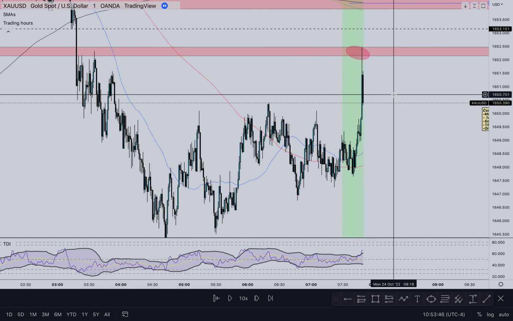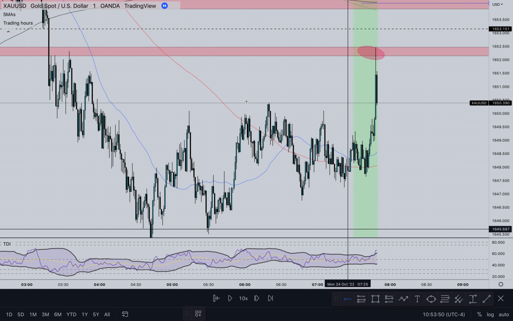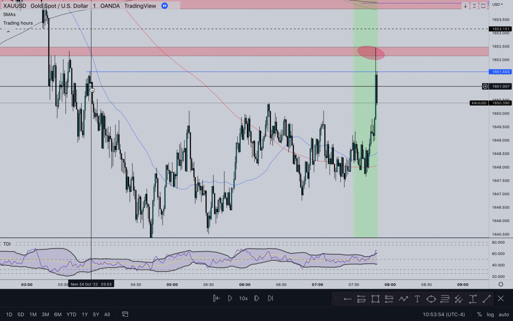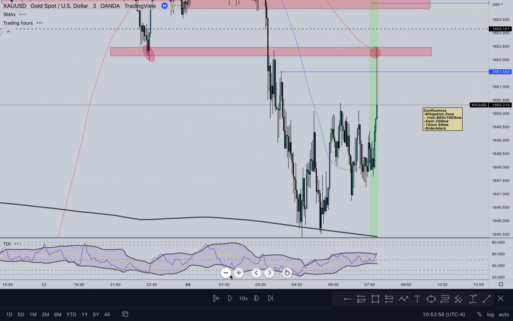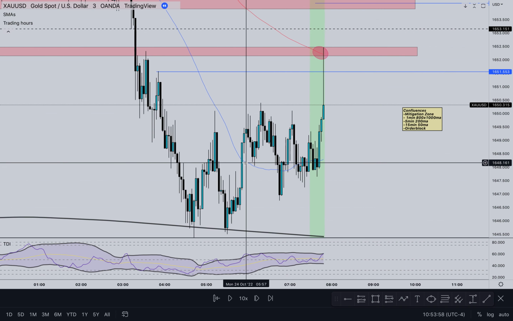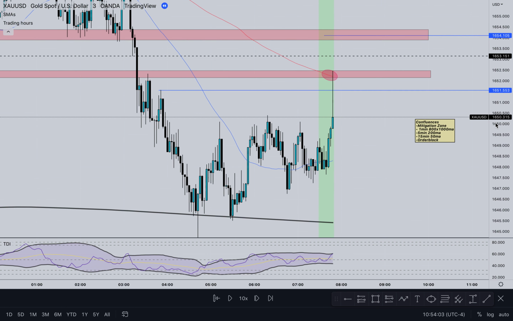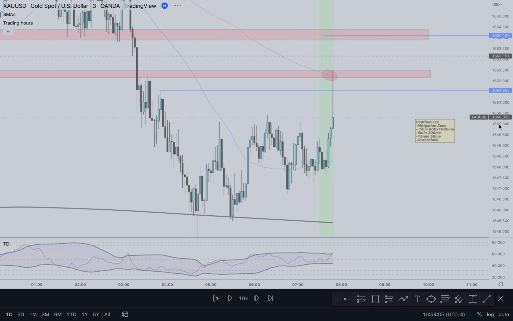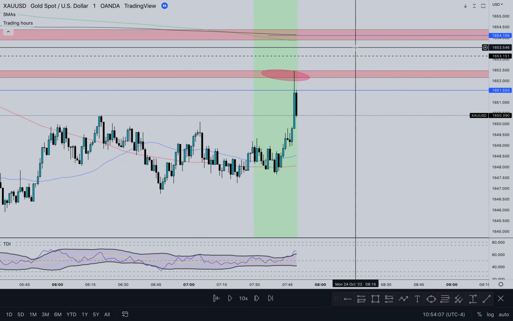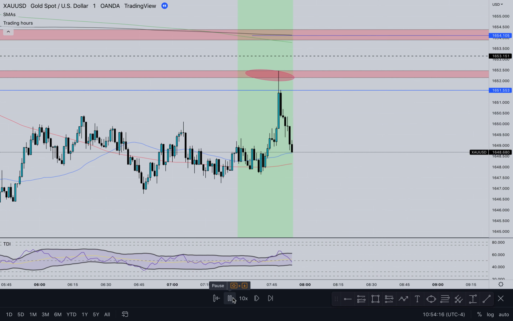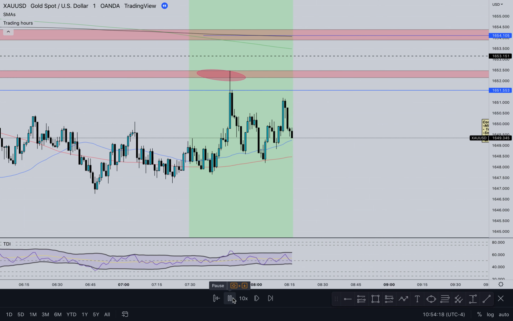And on top of that, liquidity was grabbed from this doji. Doji right here. So liquidity was grabbed, and it touched the 200 moving average. I was like, damn, I really missed the move. But if you miss the move, there will always be another move. It's not that bad. So I'm still chilling, you feel me?